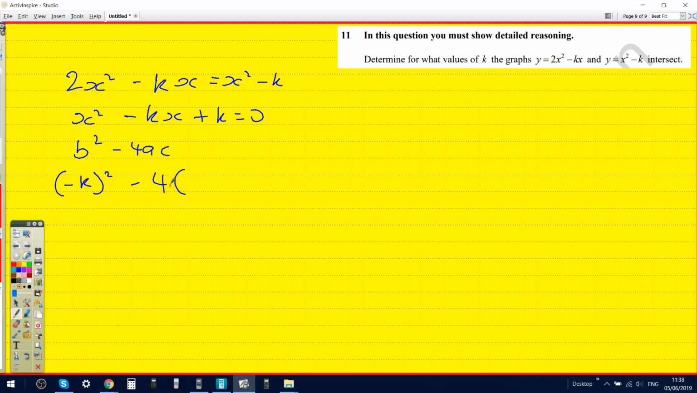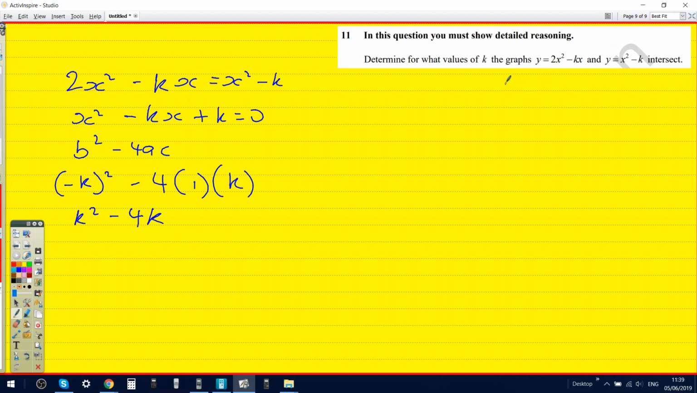So let's see, b squared minus 4ac. Let's see, so that's k squared minus 4k. What they did was they made it k squared minus 4k is greater than or equal to 0. In this question, we're just doing what value of k graphs. Oh, determine for what values they intersect.